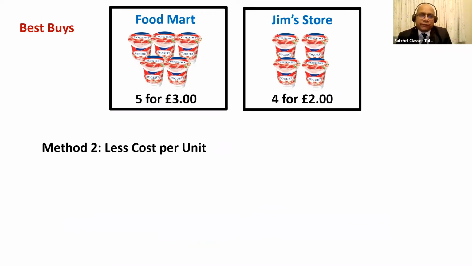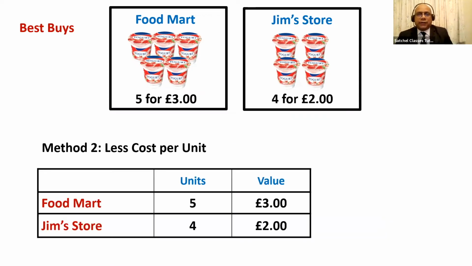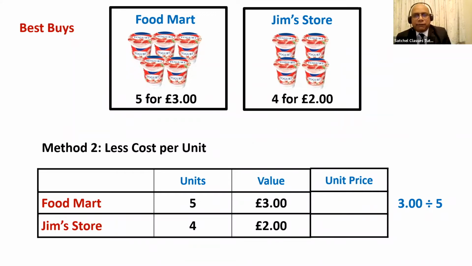What if I had done it on the basis of less cost per unit, as in per unit of the quantity that I'm buying, right? For that, in the case of Food Mart, I'll have to do 3 divided by 5, which is 0.6 pounds per unit of the yogurt that I'm buying in Food Mart. And in the second case, I'll have to do 2 divided by 4, which is 0.5 pounds per unit of the yogurt. So where will I spend less per unit? Clearly Jim's store, and hence that's a better deal, right? So once again, we got the same answer, even though we solved it using two different methods.